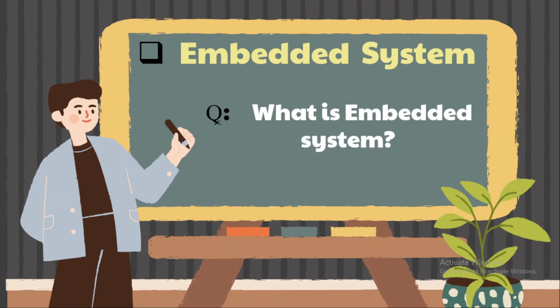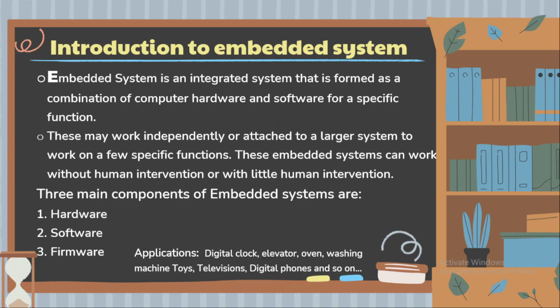Now let's shift toward embedded systems. The question is, what is an embedded system? An embedded system is an integrated system that is formed as a combination of computer hardware and software for specific tasks. This may work independently or be attached to larger systems to work on a few specific functions. An embedded system can work without human intervention or with little human intervention.